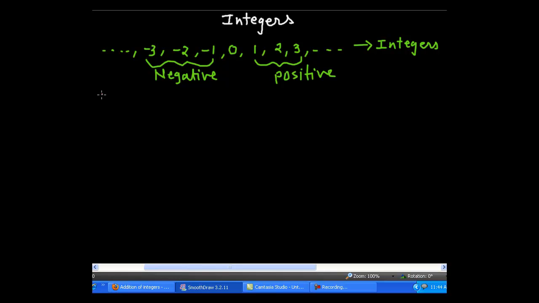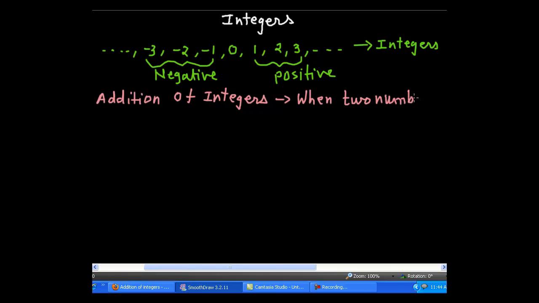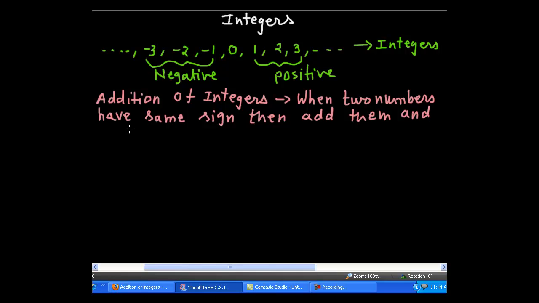Now I am going to teach you addition of integers. When two numbers have the same sign, then add them and give the common sign.